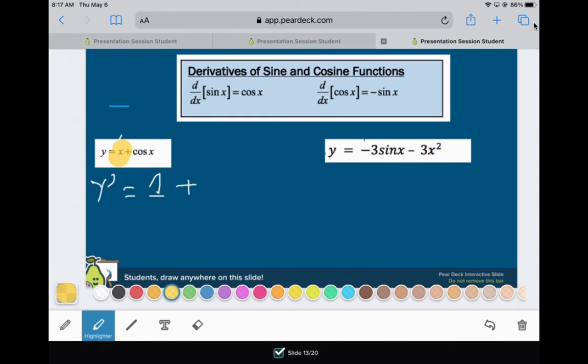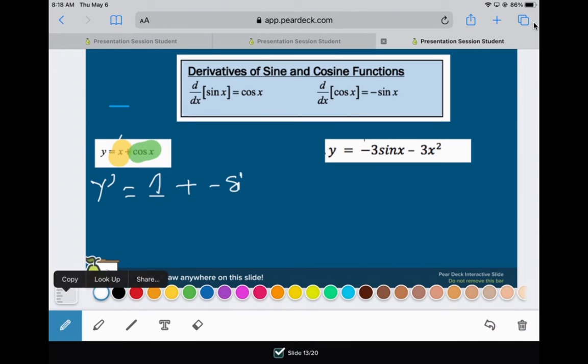Now, you would just have to go to the next one, cosine. What is the derivative of cosine? The rule is given to you. Negative sine. So this is going to be negative sine. It looks weird to have a plus minus, so I'm just going to rewrite this as minus 1 minus sine.